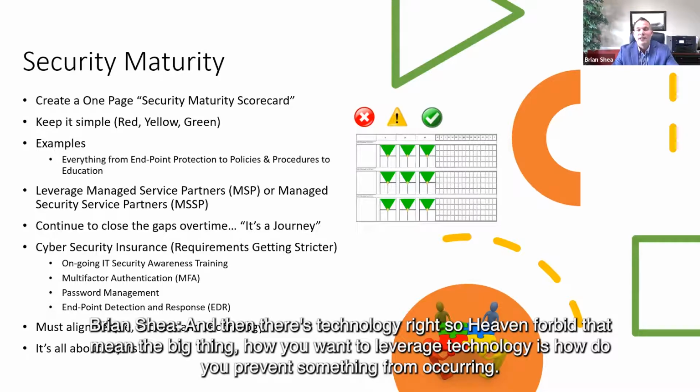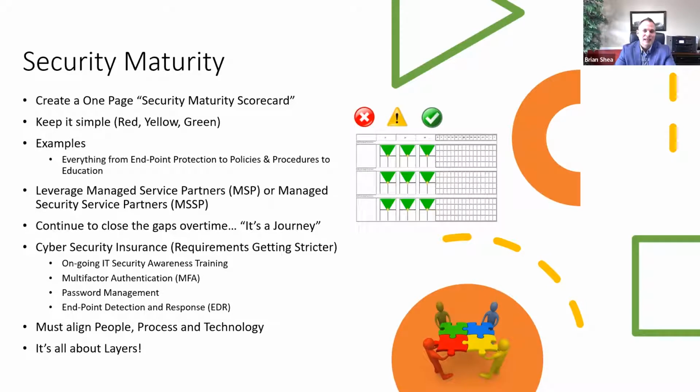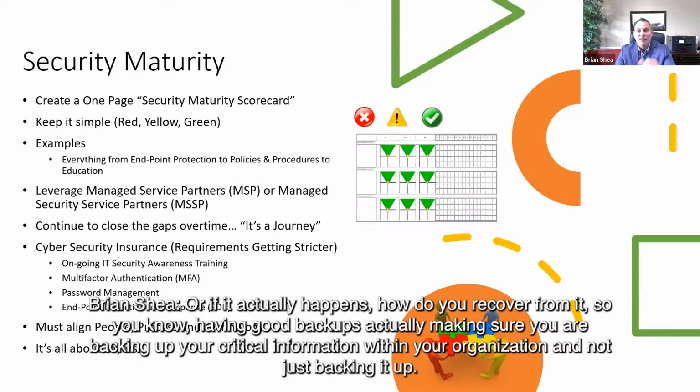Heaven forbid, the big thing with how you leverage technology is, how do you prevent something from occurring? And heaven forbid it happens, what technology do you have in place to mitigate or remediate what's just occurred? So, ransomware, for instance. Someone clicks on something; ideally you have something in place that's scanning incoming email, detecting ransomware. If it still happens, okay, maybe you've clicked on something. Is there something in place that doesn't allow the ransomware to occur? Or if it actually happens, how do you recover from it?